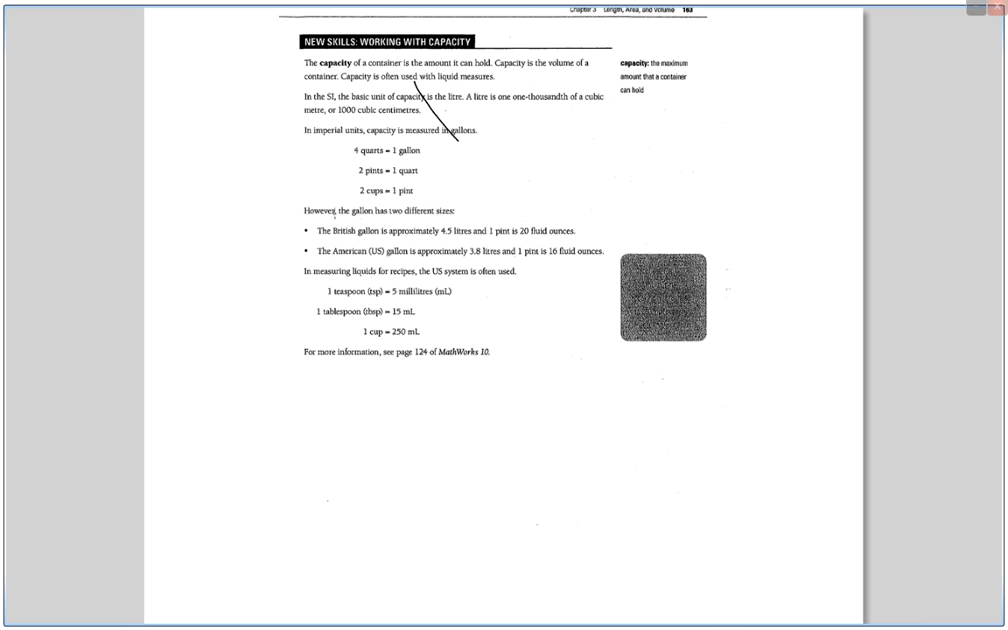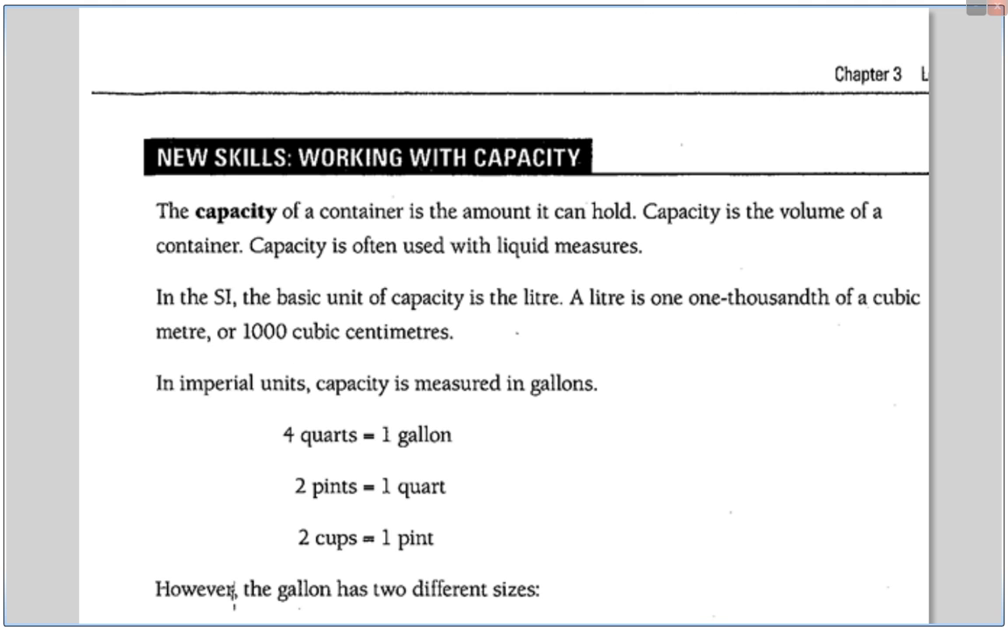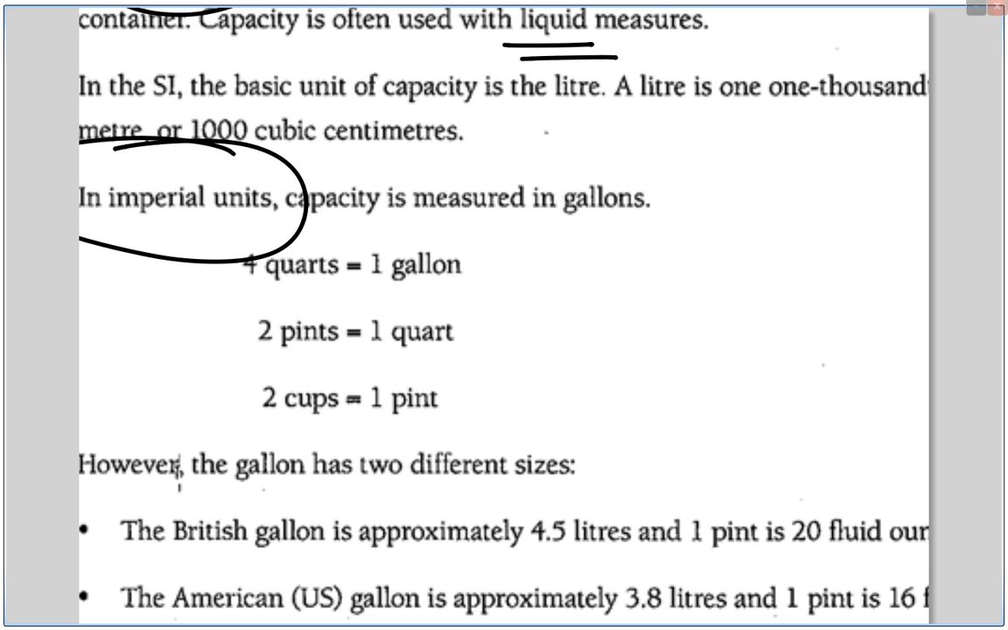Okay, now we're talking about capacity. Capacity and volume are basically the same thing, except capacity has to do with liquid. In the American system of measurement, called the imperial system, they use these messed up words you may or may not have heard before in your life.